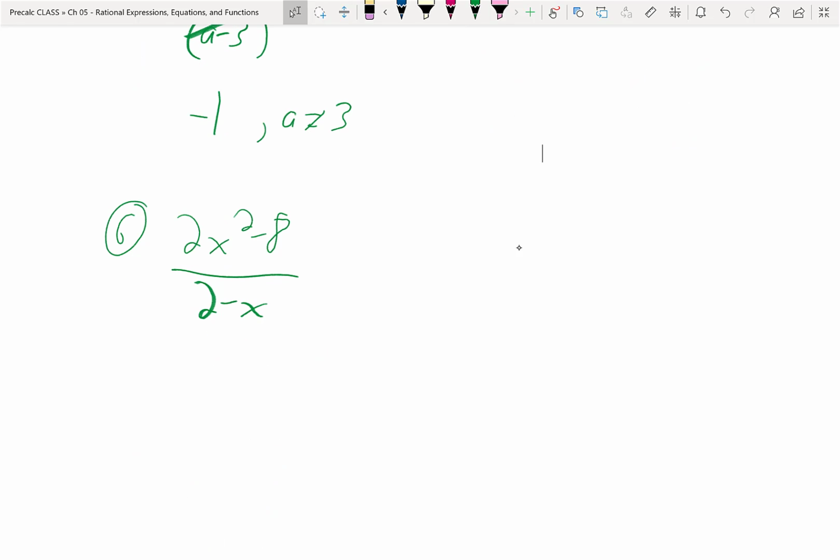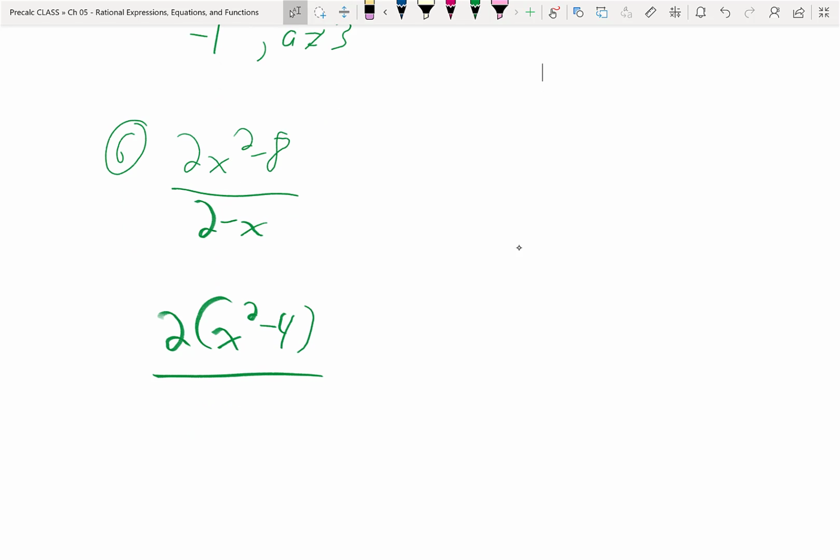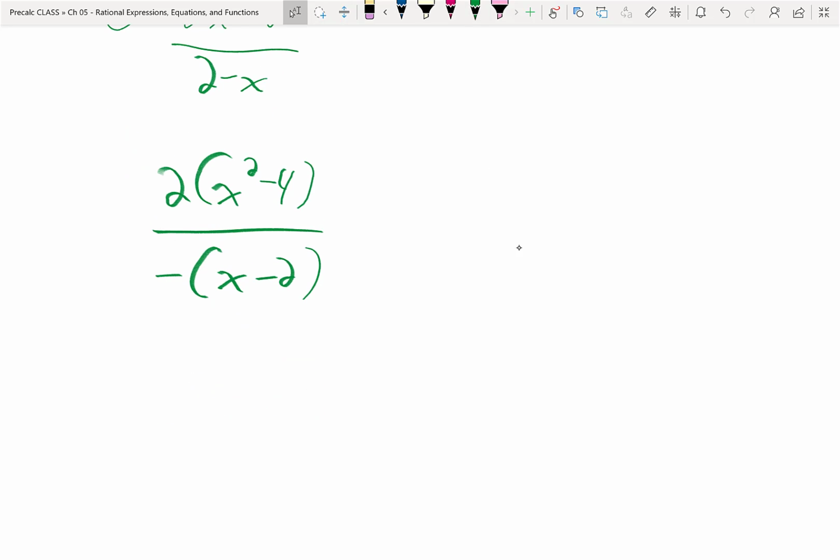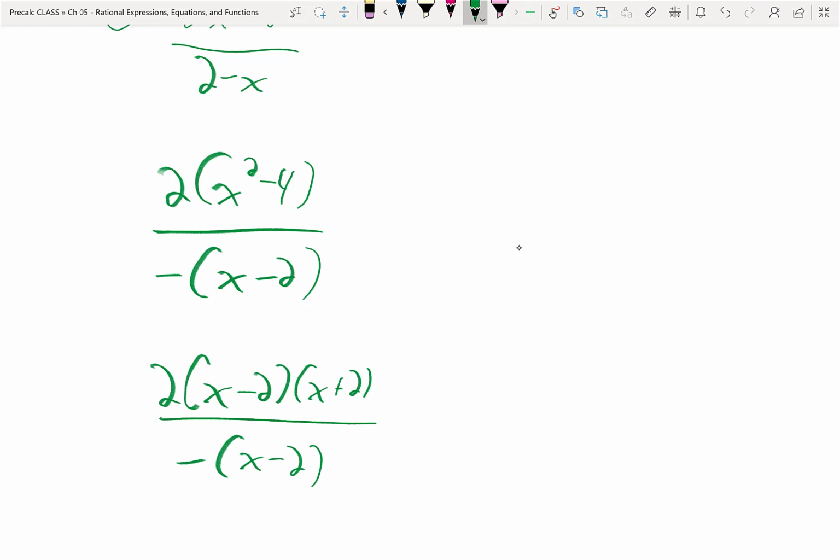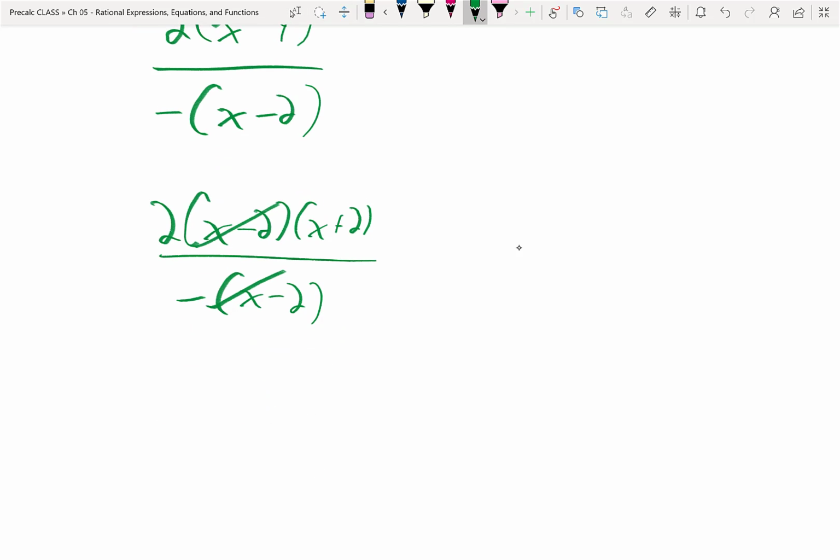Okay, next one. And let's move on to some more difficult ones. Take a 2 out, you get x squared minus 4. What can you take out of the denominator to make it in the same order? Negative. And then you're going to have an x minus 2. And then if you factor that numerator out, you're going to get x minus 2, x plus 2 over negative x minus 2. Cancel the x minus 2's. Go ahead and just move that negative to the numerator. Negative divided by 2 divided by negative would just be negative 2.